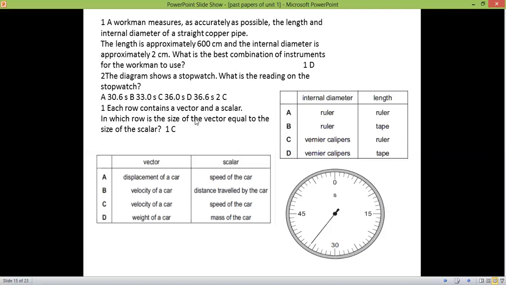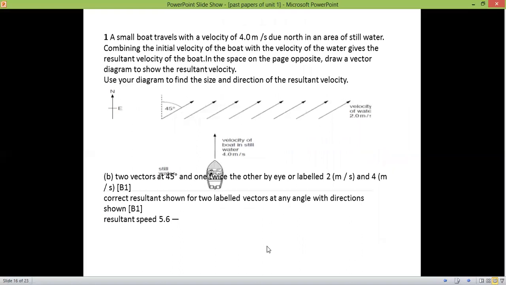In which row is the size of the vector equivalent to the size of the scalar? The magnitude of velocity and speed can be equivalent. We're going to discuss this in the coming chapter. Next is again how to find the resultant velocity.